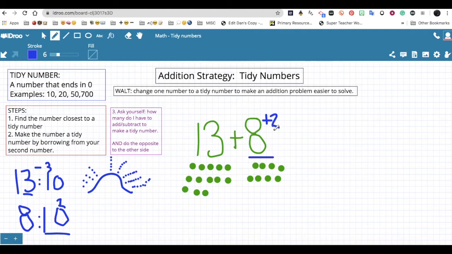Okay, so if I'm adding 2, pause the video and tell me, what am I doing on this side to my 13? I have to subtract 2. And I want you to pause the video quickly and tell me, why do you have to subtract 2 from the 13?